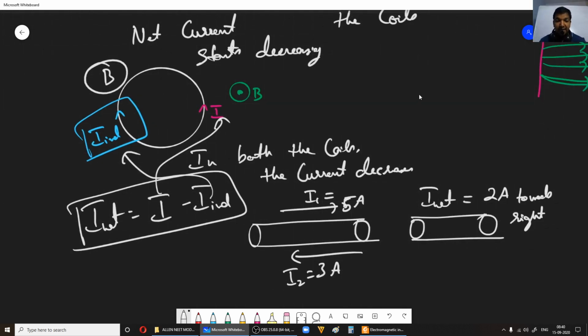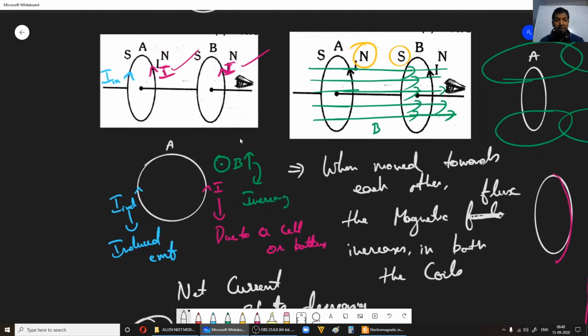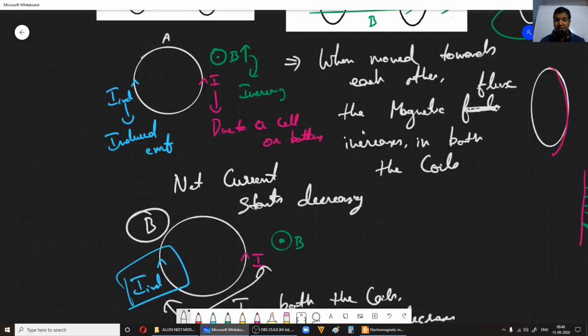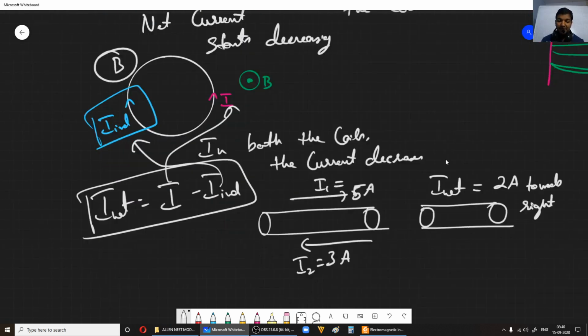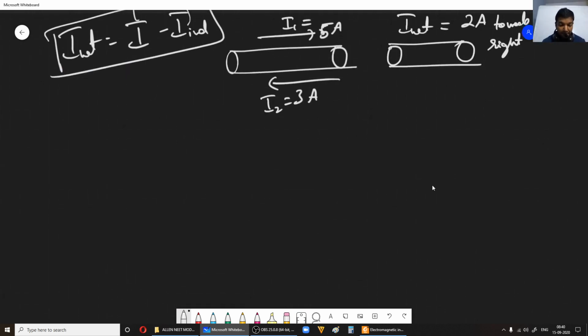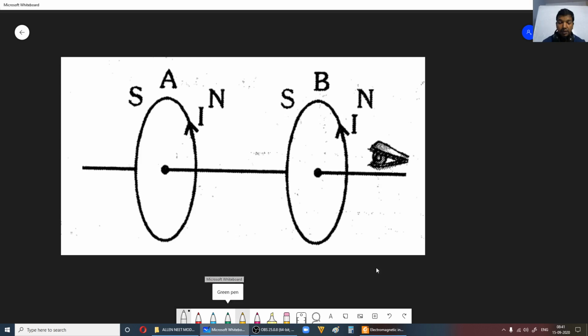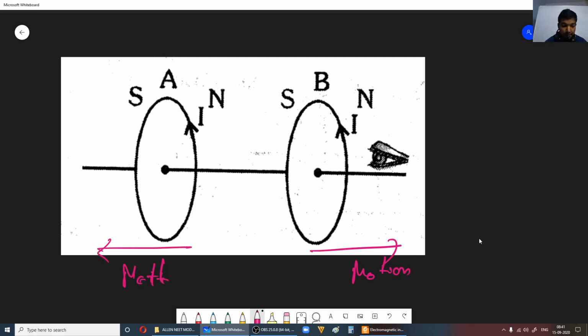All right. Now let us take the coils away from each other. Towards each other was the case before. When you take them away from each other, it is easy to guess. Let me make a copy of the diagram. When you are taking them away from each other, it is like this. This motion is happening this way, and here also the motion is happening this way. Correct? So they are going away from each other.